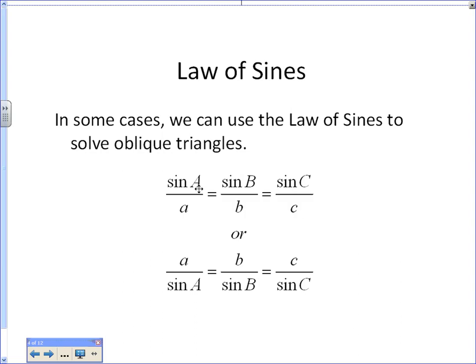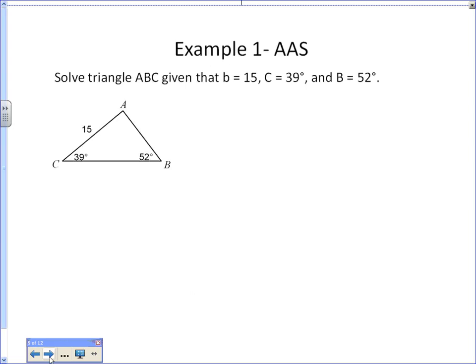We're not necessarily going to use all three of these parts at once. This is basically a set of proportions. If we know three parts of this, like if we know angle A, side a, and angle B, we would take just this part and set it up so that we can solve for what we're missing, which is little b. Okay, let's look at some examples.